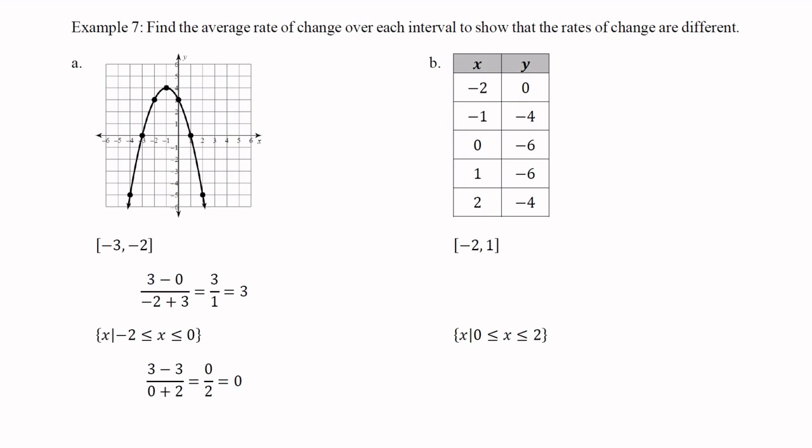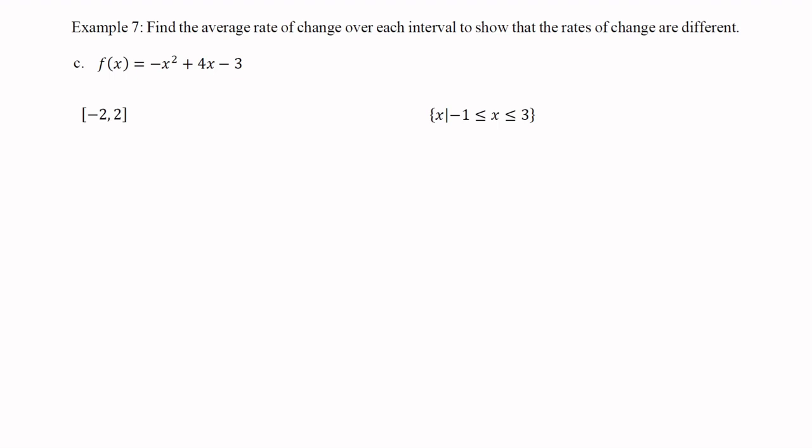For a table of values, here we're going to look at -2 to 1 and 0 to 2. So -2 to 1 gives us a rate of change of -6 over 3, which is -3. From 0 to 2, we find the y's that go with it, and we get 2 over 2, which is 1. Again, showing that at the very least, it is not a linear function.